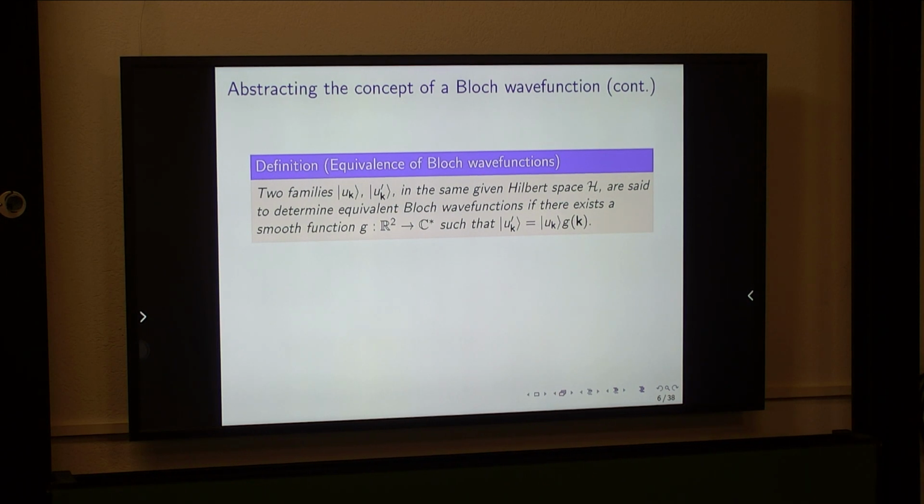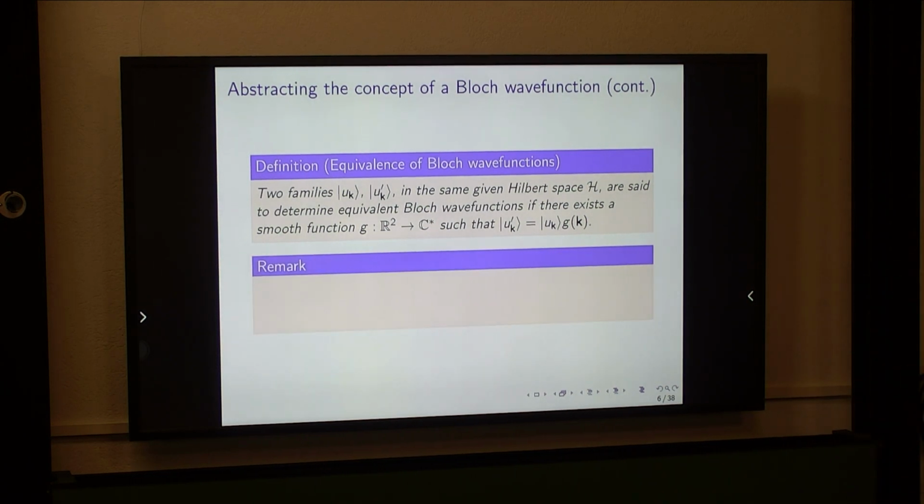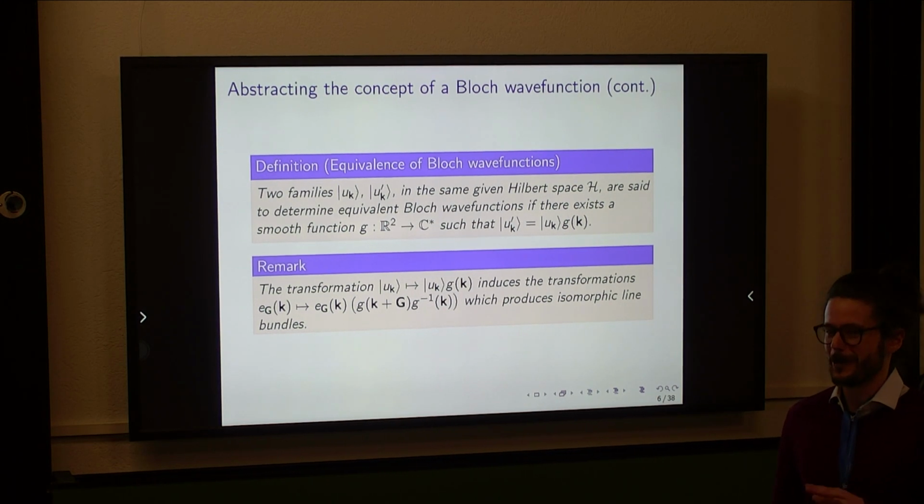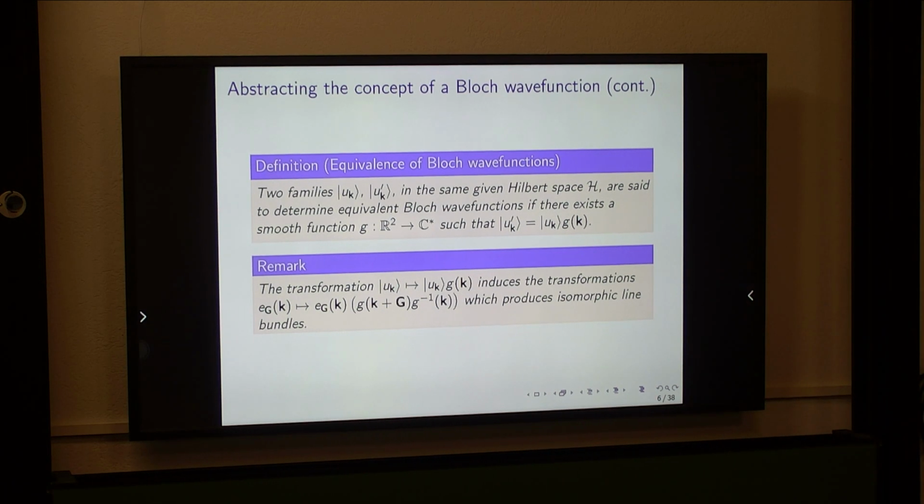Everything is different. So two families, U sub k and U sub k prime in the same given Hilbert space, are said to determine equivalent Bloch wave functions if there exists a smooth function, g, from R2 to the invertible complex numbers, such that this relation holds. Okay? And a remark on this definition. Sorry, why is it not allowed to do a unitary? I will get there. I will get there.